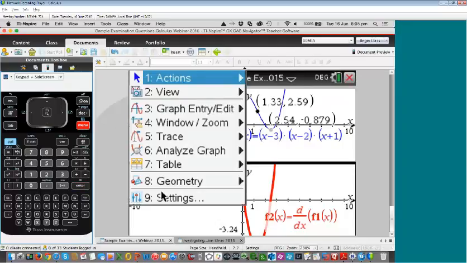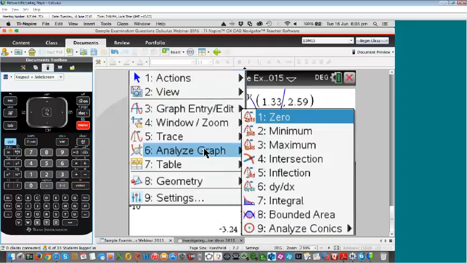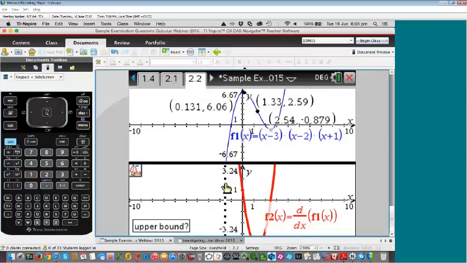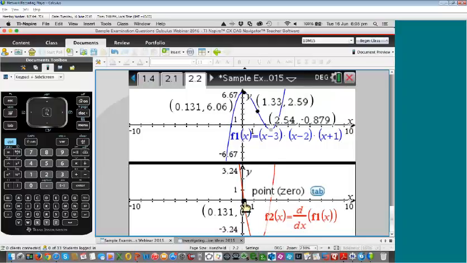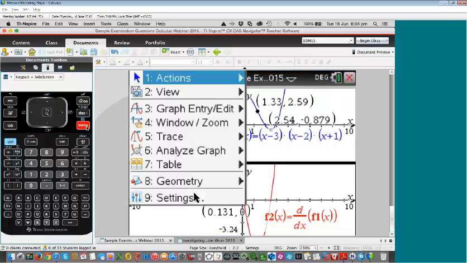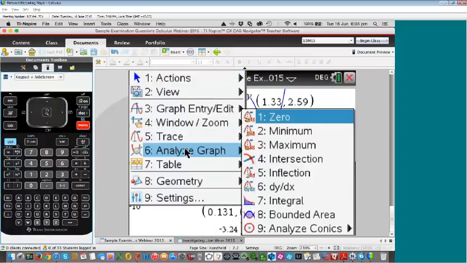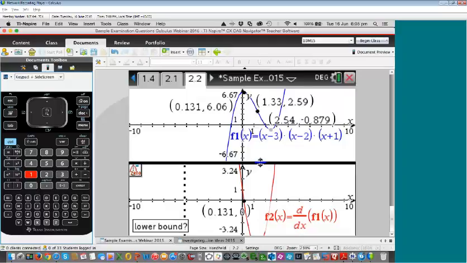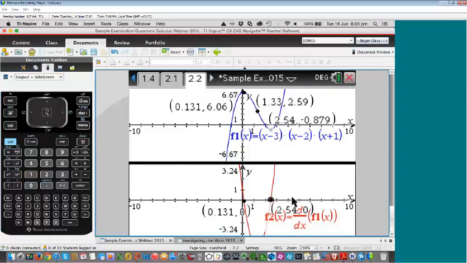So menu, analyze graph, we're doing zeros, so number 1. If I now focus on that first 0. Oh, now that's interesting. We've now got that the x values are the same for our turning point and our x-intercept with the first derivative graph. Let's do the same thing for the second one, so 0 for the x-intercept, lower and higher.